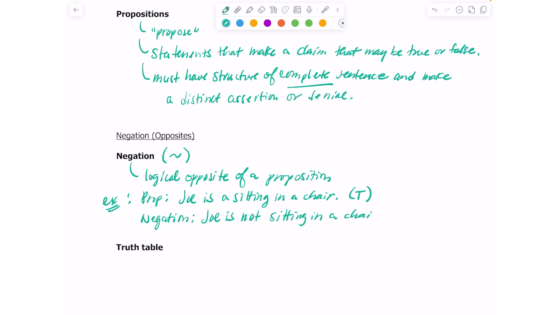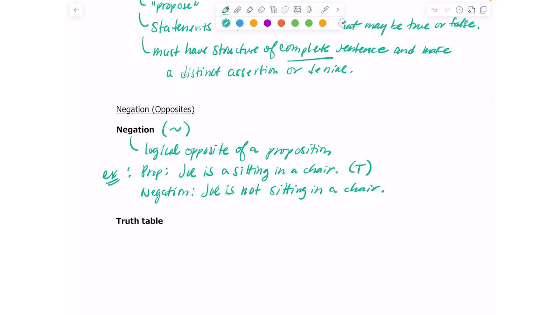So this statement right here, we would just call P. And if I negate it, I would use the symbol here for not. So I would have squiggle or tilde, not P. So if P is Joe is sitting in a chair, then tilde P is Joe is not sitting in a chair. It's the complete opposite.